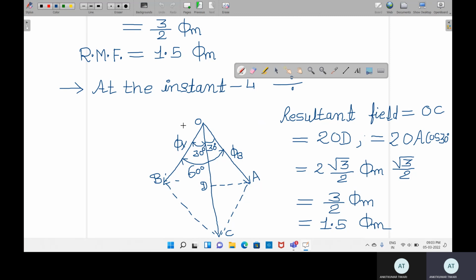Similarly, what we studied in the previous lecture, the magnetic field produced by the two-phase system is also a rotating magnetic field. It is not stationary. So here we have proved that the rotating magnetic field produced by the three-phase system is like this. It is not stationary, it is rotational. That's all.